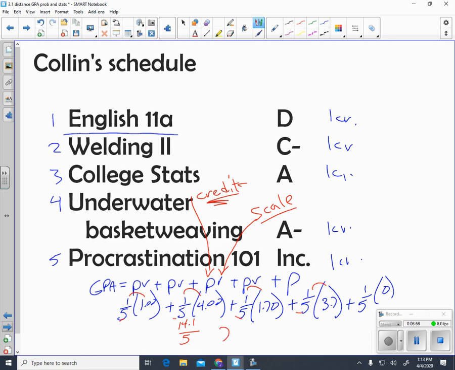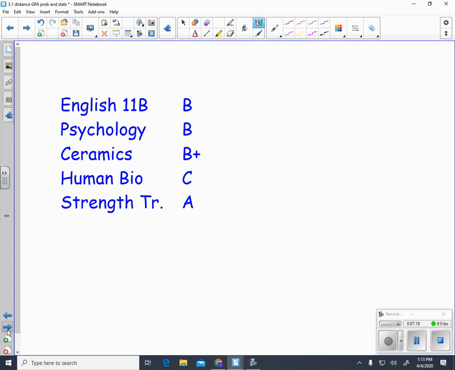So I got 2.82. Now you could do that on your calculator with the fraction key if you want. You could go 1 fraction 5 times 1 plus 1 fraction 5 times 4. You should get 2.82, grade point average of 2.82.